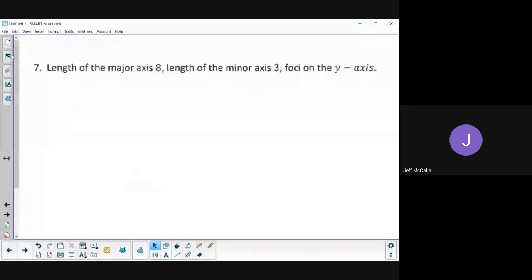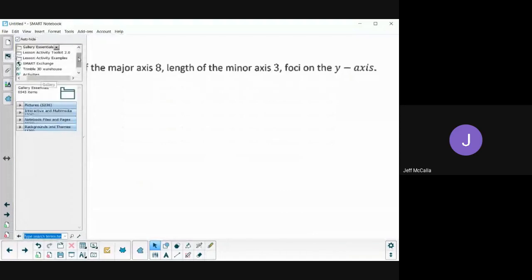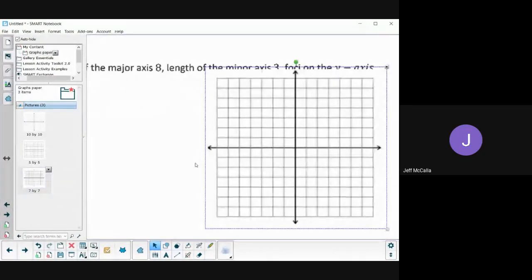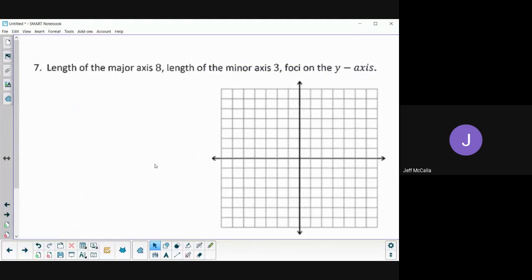So you don't have to, but I generally recommend at least sketching out a graph. You don't have to use graph paper, it's just easier. It helps to picture what we're looking at. The length of the major axis is 8, the length of the minor axis is 3, and the focus is on the y-axis. So we're going to assume, just to make it easier on ourselves, that the origin is the center. Let's make that assumption to see if we can make it work.